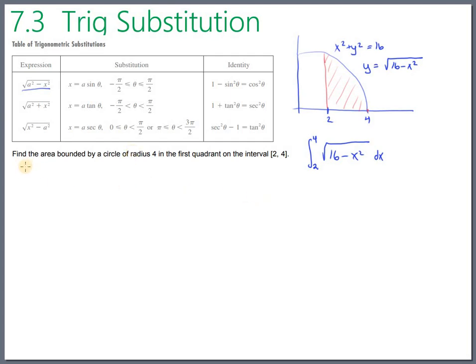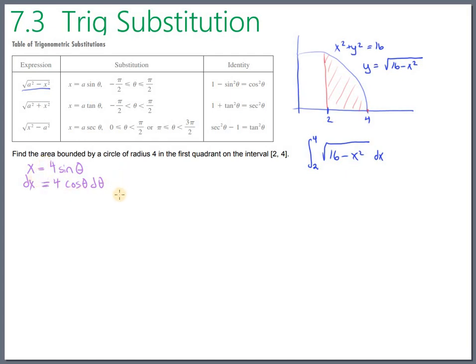So x needs to get replaced by a sine theta. a is 4 for us. We are going to need a replacement, so we are replacing x's. So we have a replacement for x now. We're going to need a replacement for dx as well. So dx will equal 4 cosine theta d theta. Just like u and du, except it's x and dx now.